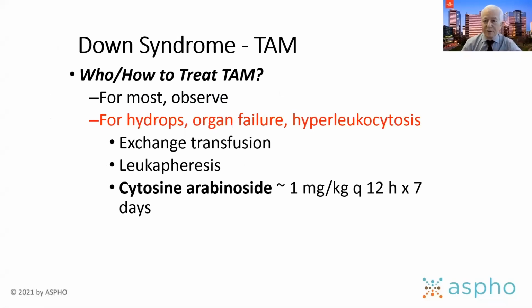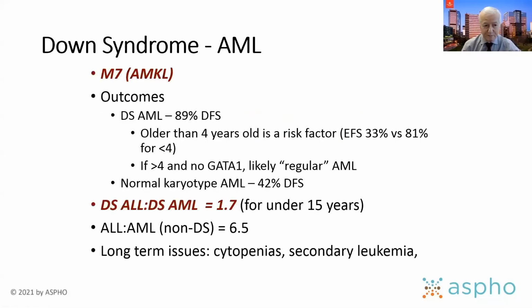So who are you going to treat? Well, a lot of these patients can be observed, but if they have the risk factors that I mentioned, then you're going to have to intervene with exchange transfusion, perhaps leukapheresis, and in some cases, low-dose cytarabine for a week or so to knock down the blast count and prevent the complications of the hyperleukocytosis.